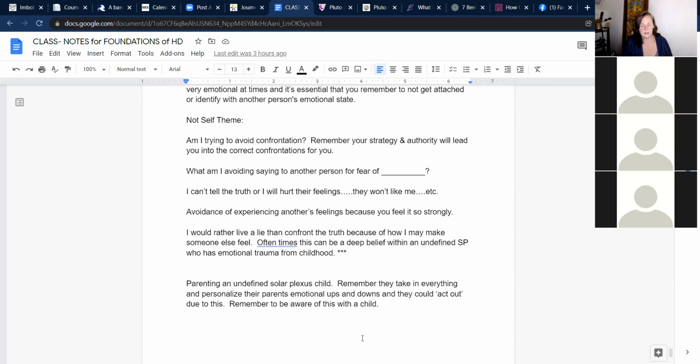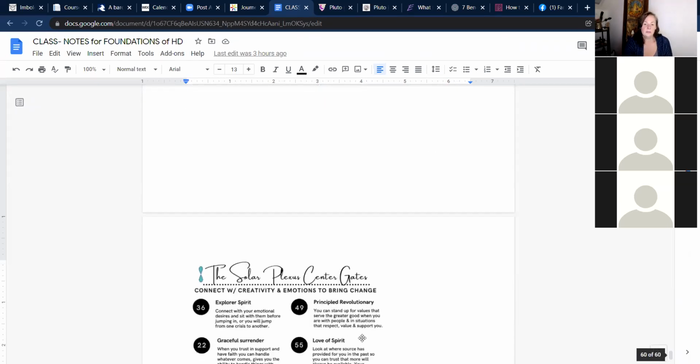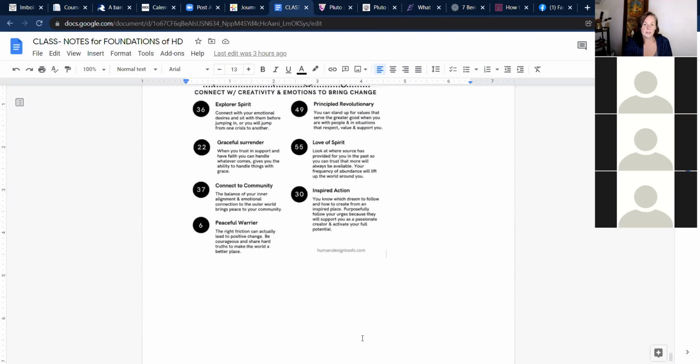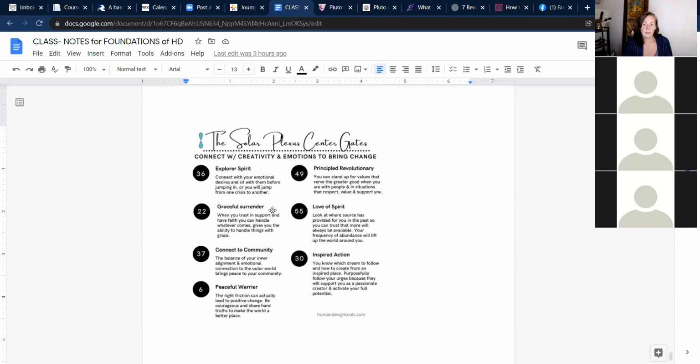There's generally always more than meets the eye in anything, but especially with this center. So any questions on this center? I have all of the gates here that you can read a little bit more about if you'd like to see the themes of each one of these. But any questions, comments, or clarifications that you have?